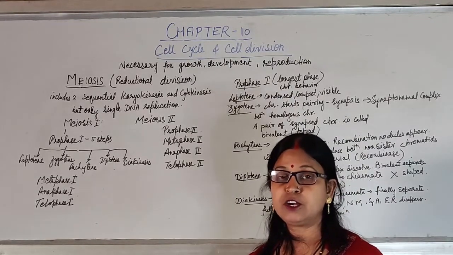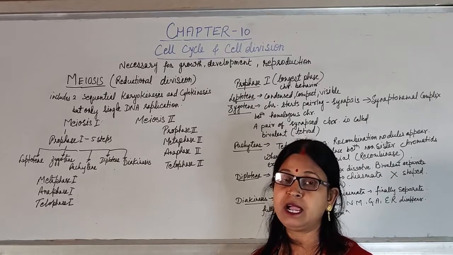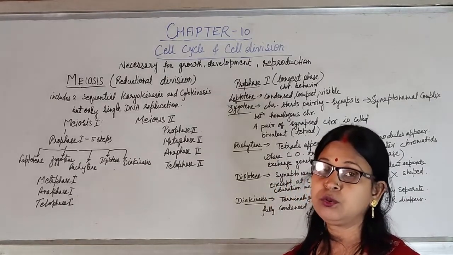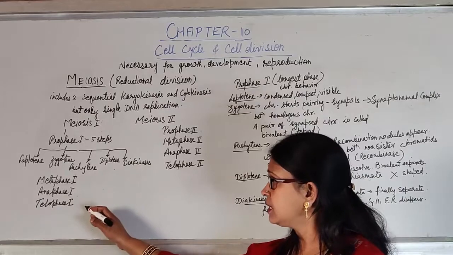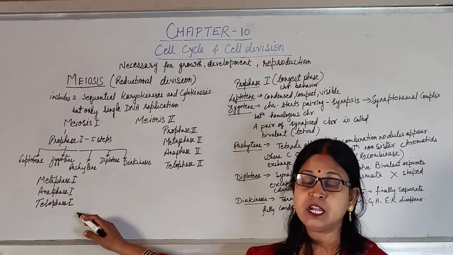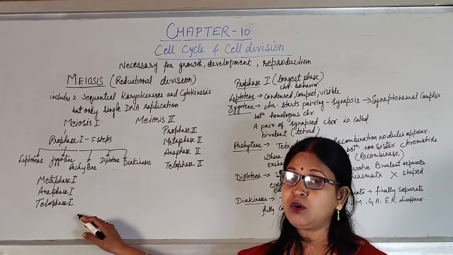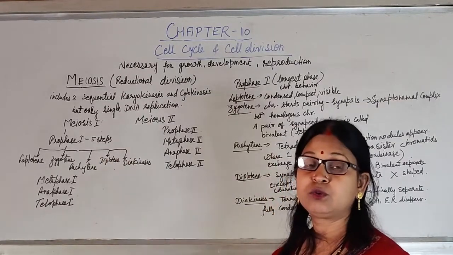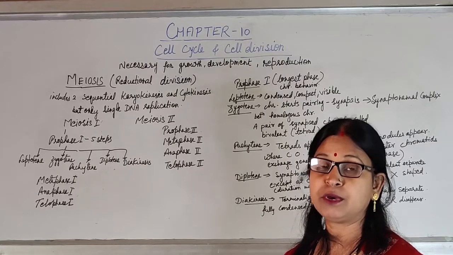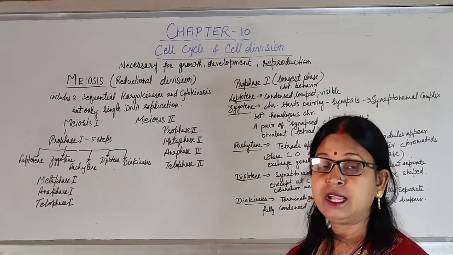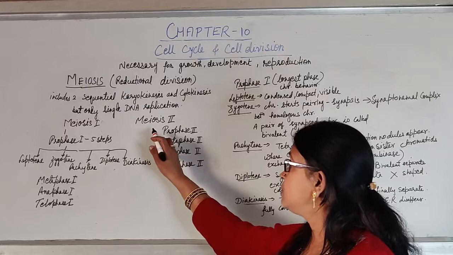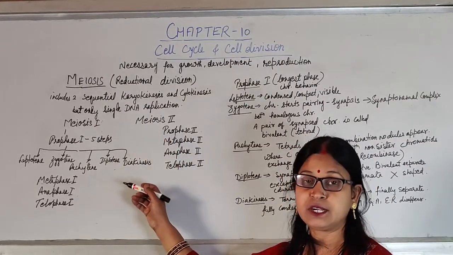Golgi apparatus, endoplasmic reticulum, all will appear, and the cell having two nuclei will undergo the process of cytokinesis to give rise to two daughter cells. Now, at the end of meiosis 1, we'll get two daughter cells with a reduced number of chromosomes that will enter into the next meiosis 2 just after the cytokinesis.